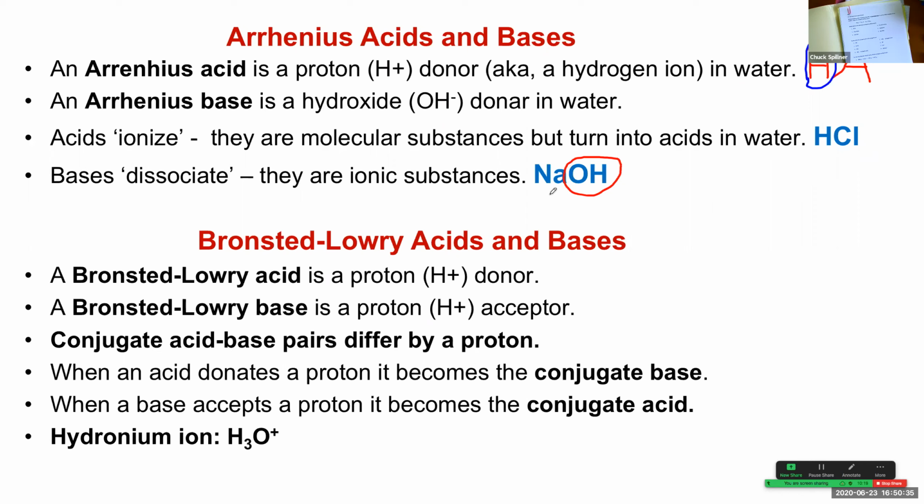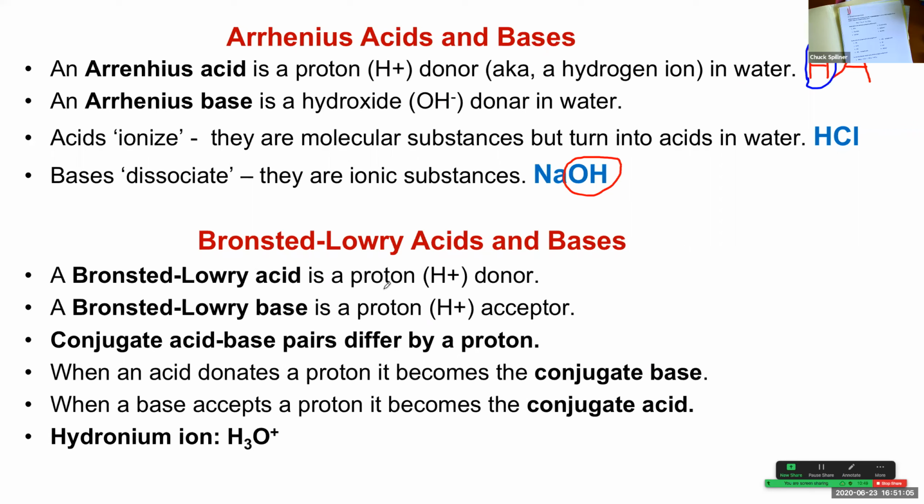We're not going to spend too much time on Arrhenius acids and bases because we're going to go on to Bronsted-Lowry acids and bases. This is a much broader definition, but it includes Arrhenius acids and bases as a subset. So what's a Bronsted-Lowry acid? It's something that donates a proton. It sounds like an Arrhenius acid, and it is. What is hugely different is that a Bronsted-Lowry base is a proton acceptor.